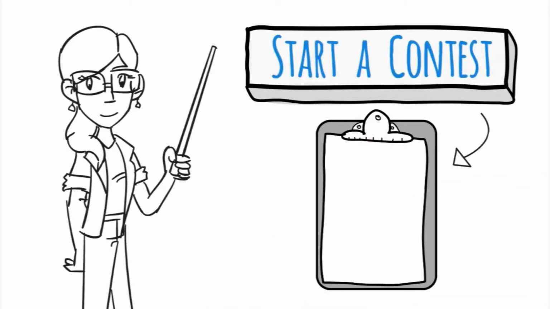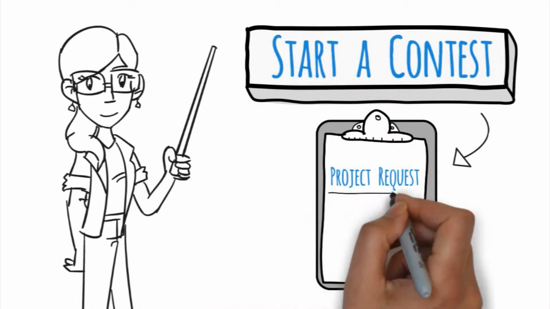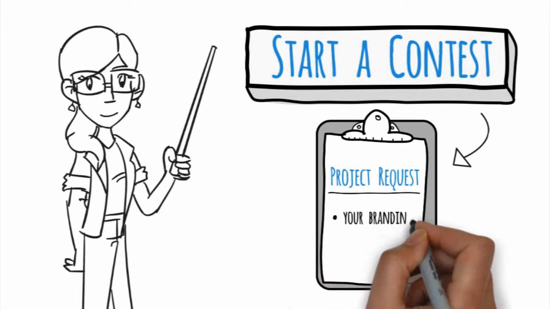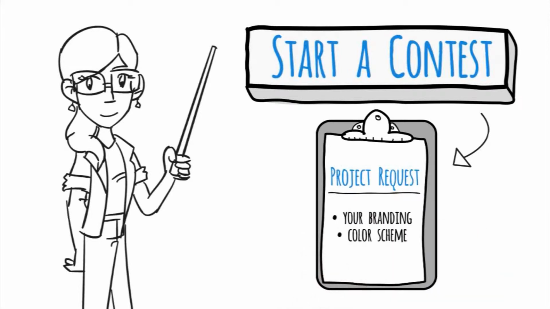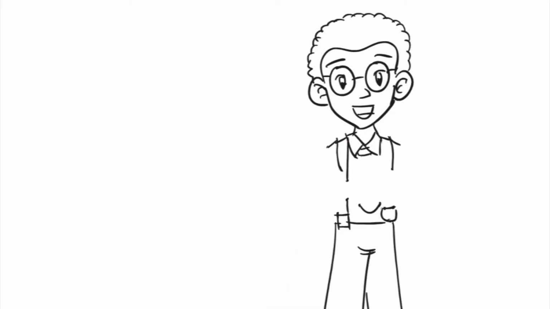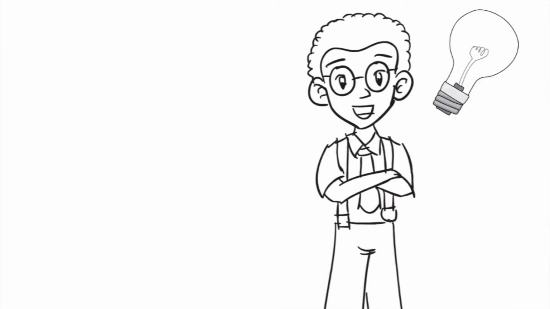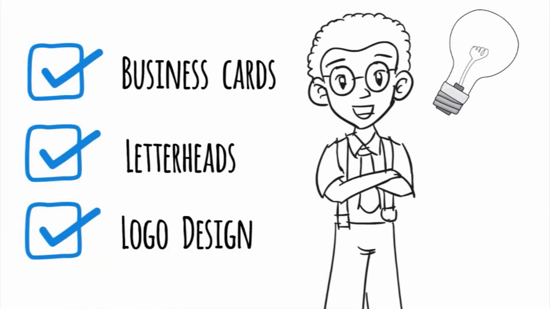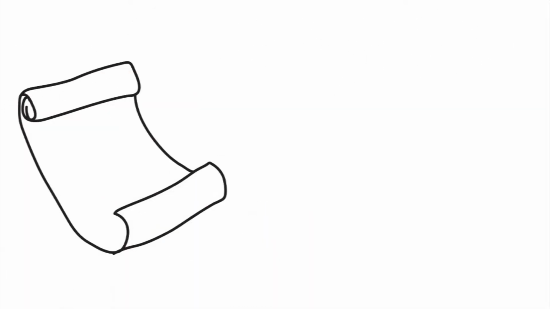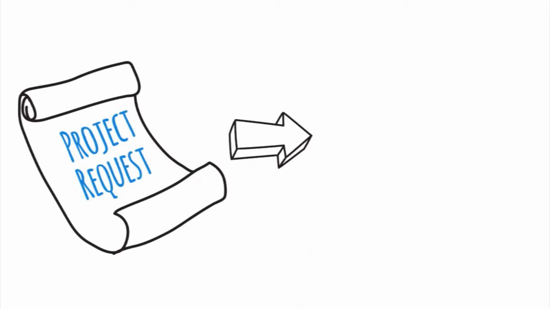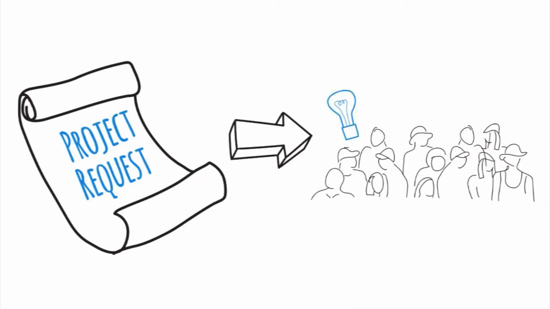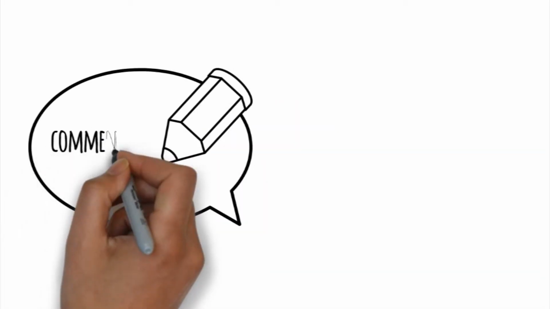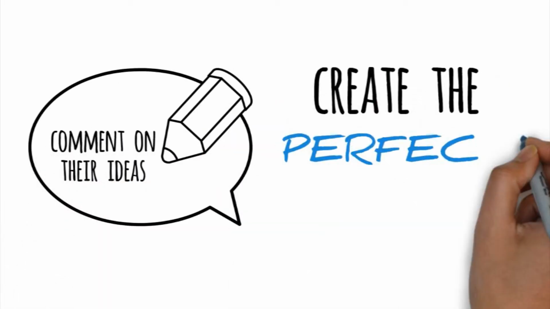Begin by submitting a project request, including detailed information about your company's branding and color scheme. This will give all potential designers an idea of what you would like to achieve, whether it be for business cards, letterheads, logo design, and much more. Once the project request has been submitted, designers from all over will begin to send their unique design ideas to you. You can comment on their ideas and ultimately create the perfect design.